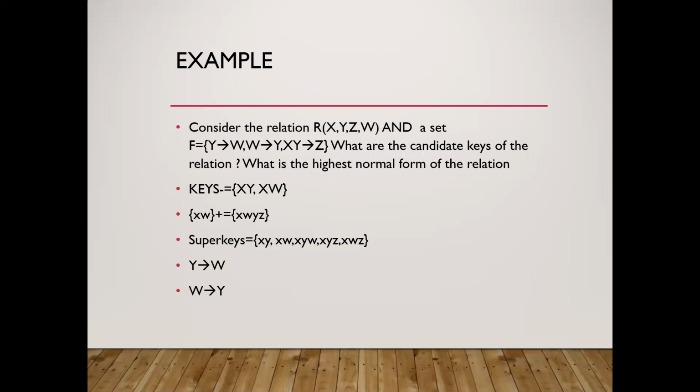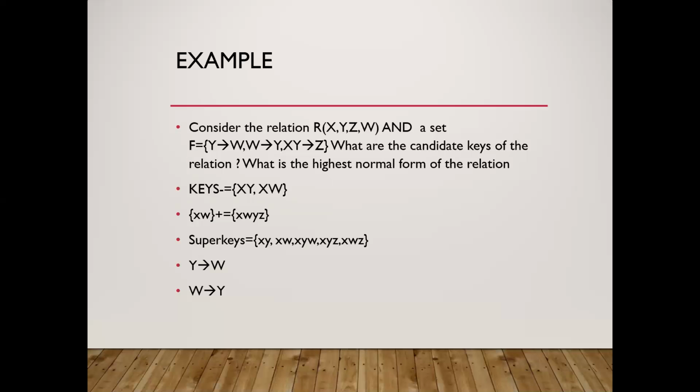One more example: consider the relation R of X, Y, W, Z and a set F equal to Y to W, W to Y, XY to Z. What are the candidate keys? What is the highest normal form? Here, both XY and XW are candidate keys. So XY closure and XW closure contain all the attributes.